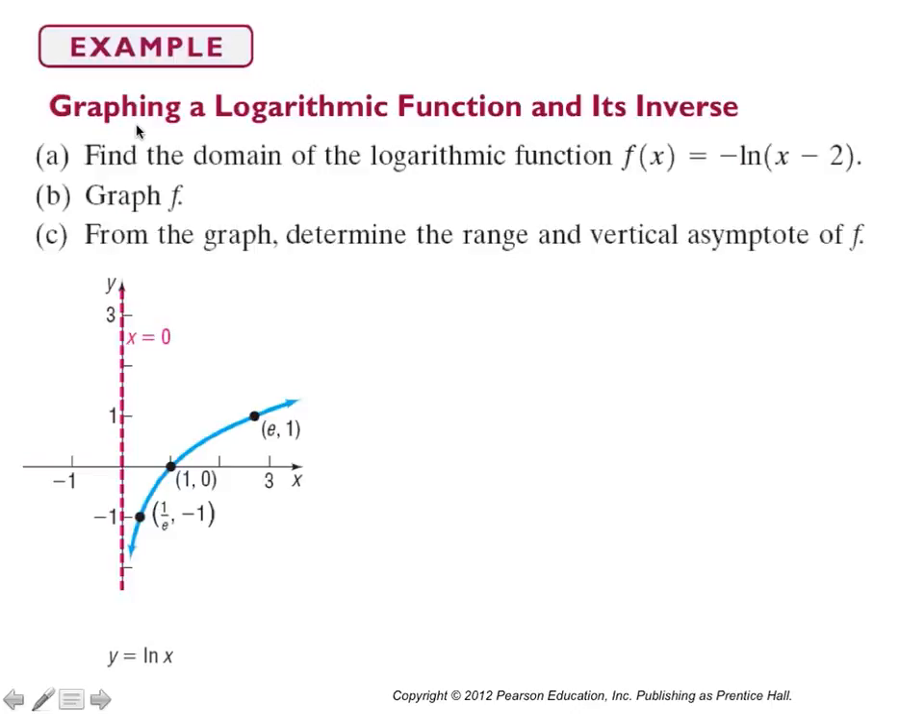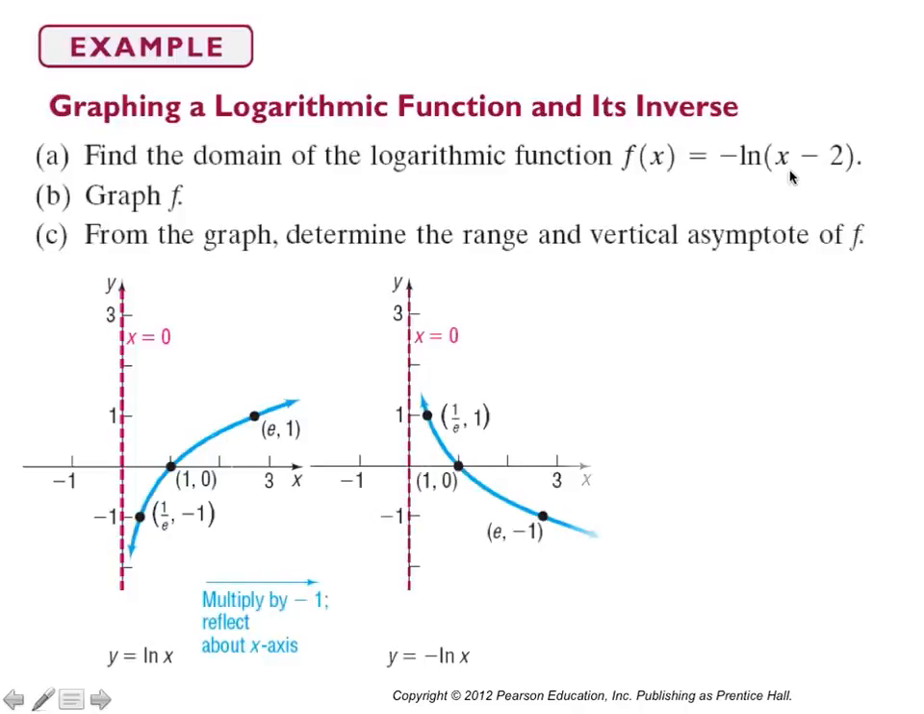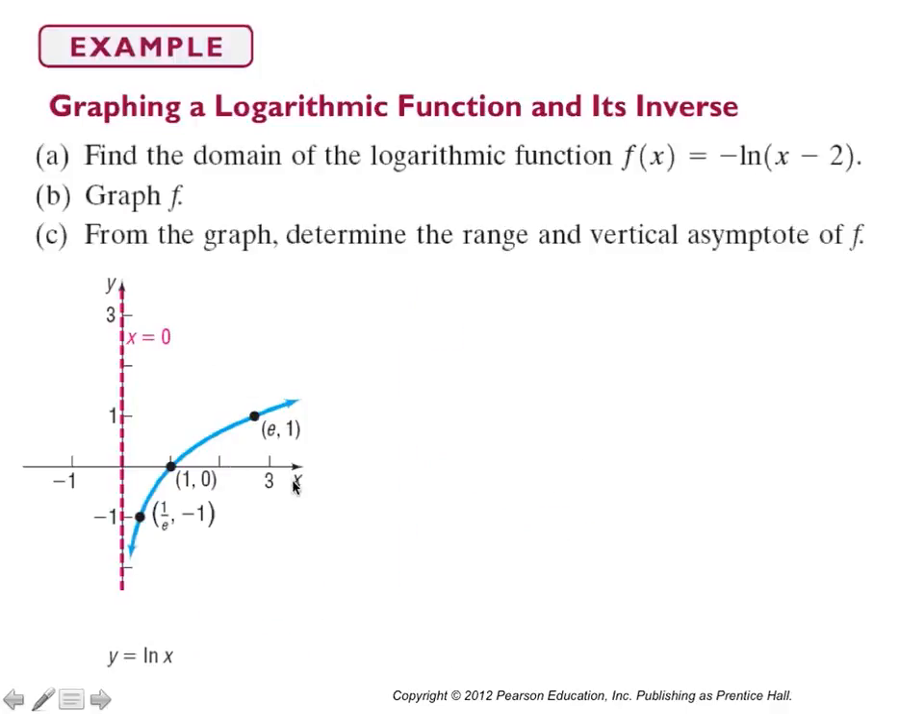Okay, so let's do an example where we actually graph a logarithmic function and its inverse. So let's start with finding the domain of this logarithmic function here. f of x equals negative ln of (x minus 2). So for this one, we know that we have to have from 2 to infinity, because anything that's going to be less than 2 is going to give us a negative number. And if we plug 2 in, we're just going to get ln of 0, which is also no good. So let me back up my graphs for a minute.